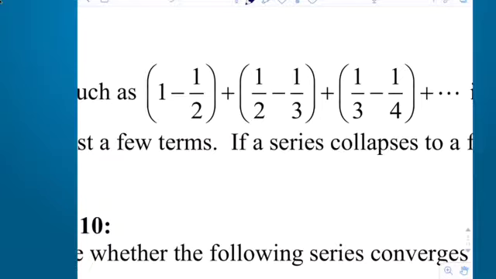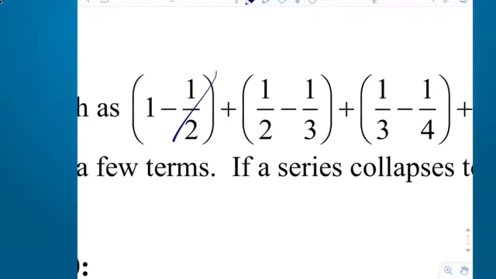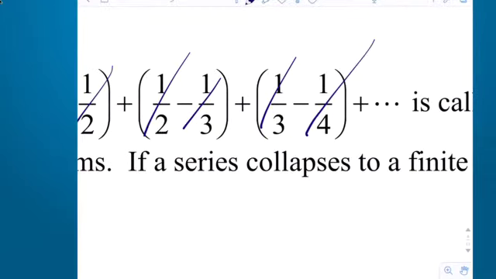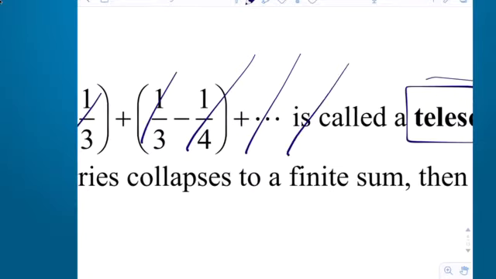When you start expanding out the terms, they'll look something like this: 1 minus a half, plus a half minus a third, plus a third minus a fourth, plus a fourth minus a fifth. If you expand out a sufficient number of terms, you will see some neat things collapsing all the way down the line. For instance, this 1/2 will cancel with that 1/2. This 1/3 will cancel with that 1/3. This 1/4 will cancel with that 1/4. This 1/5 will cancel with that 1/5.